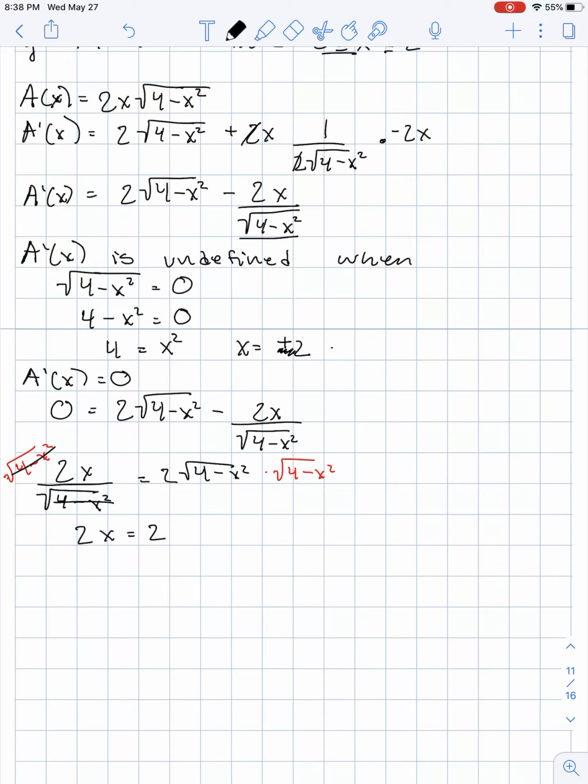The square root of 4 minus x squared times the square root of 4 minus x squared is just going to be 4 minus x squared. All right, I'm going to divide by 2. So I get that x squared is equal to 4 minus x squared. There's something that I missed. Oops, that was squared from all that time ago.